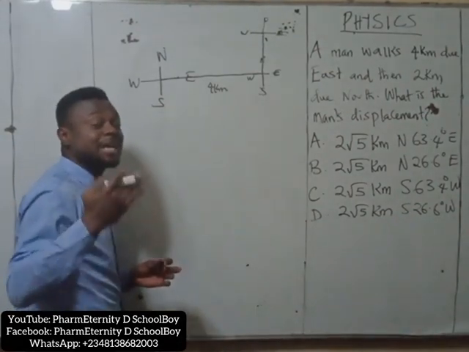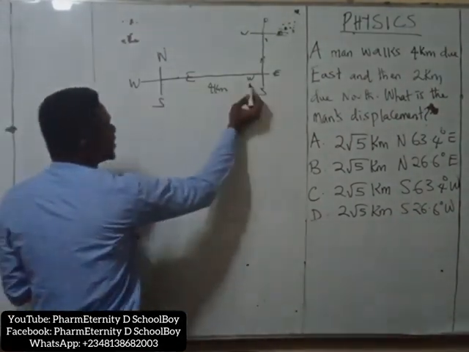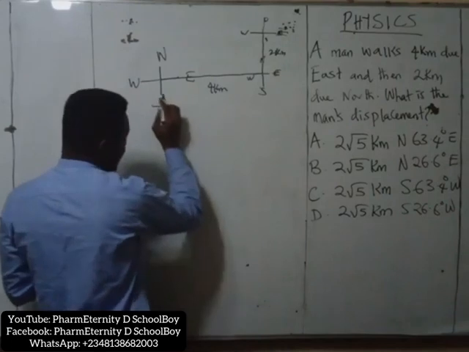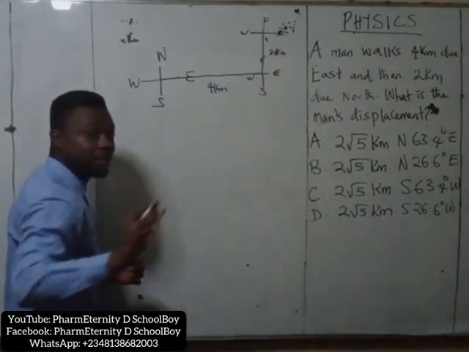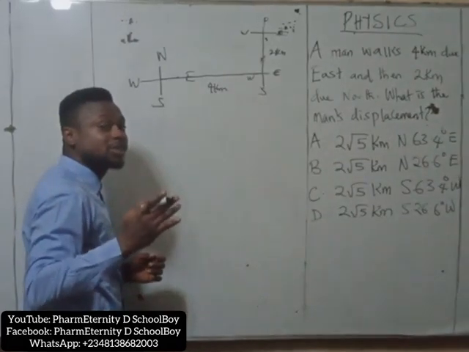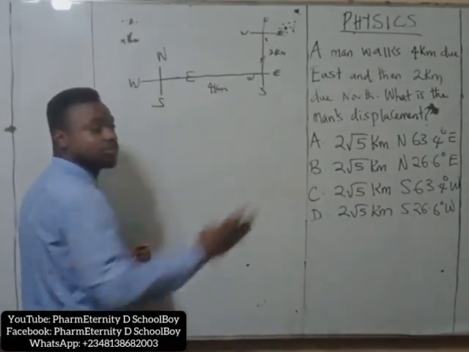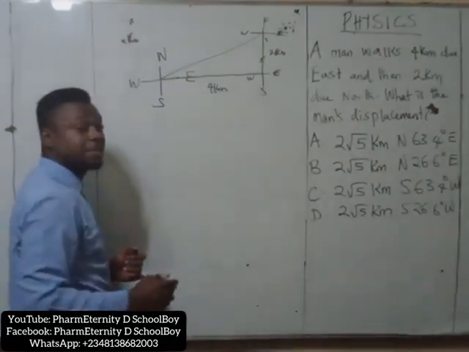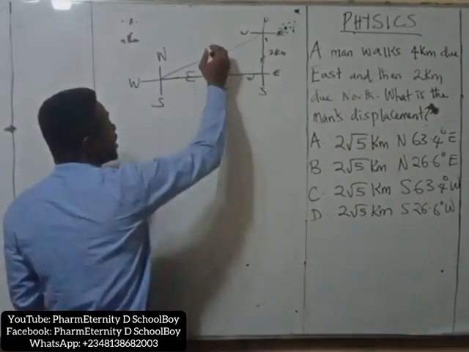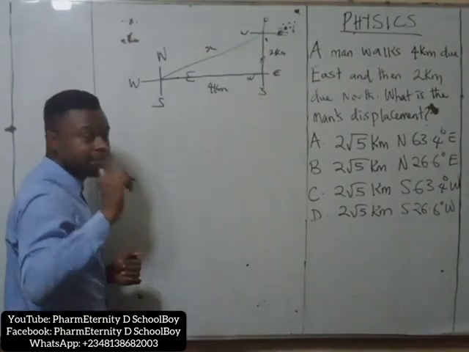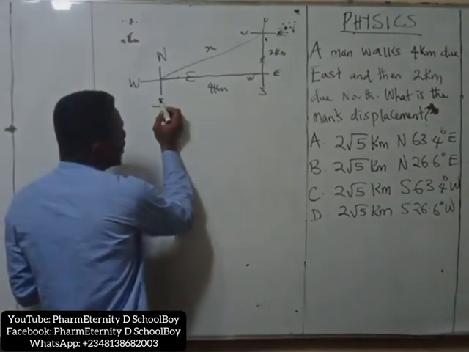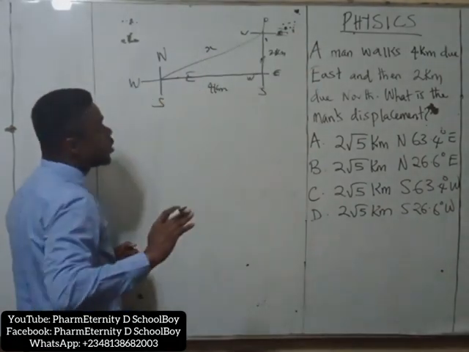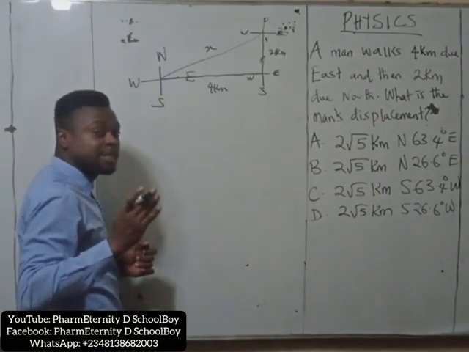If you're asked to determine the distance, it is just this plus this. The 4 kilometer distance covered plus this 2 kilometers gives 6 kilometers. But displacement is different. Displacement measures the shortest route. So the shortest route to this point is from here to here. The magnitude of the man's displacement is x here. Distance gives the total path covered, but displacement gives the shortest means.